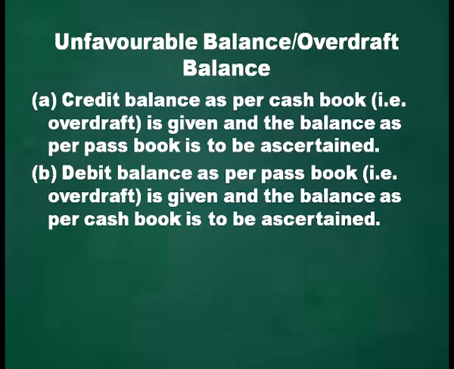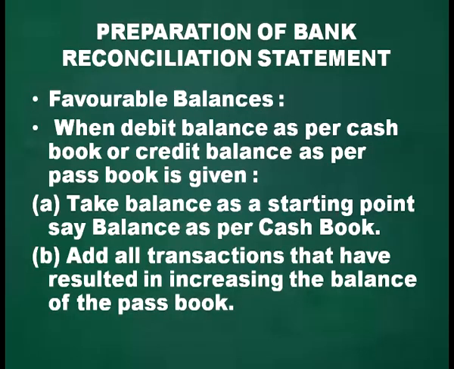Next is the unfavorable balance or overdraft balance. Here also we have two situations for cash book and for passbook. One is the credit balance as per cash book, that is, overdraft balance is given, and the balance as per passbook is to be ascertained. Second situation, debit balance as per passbook, that is, overdraft balance is given, and the balance as per cash book is to be ascertained.